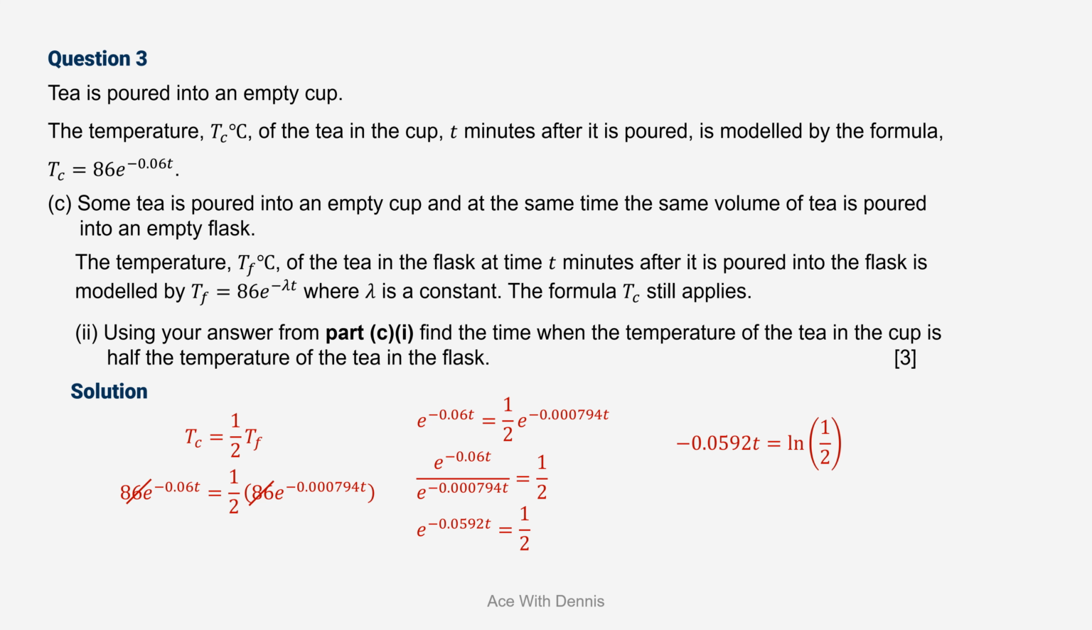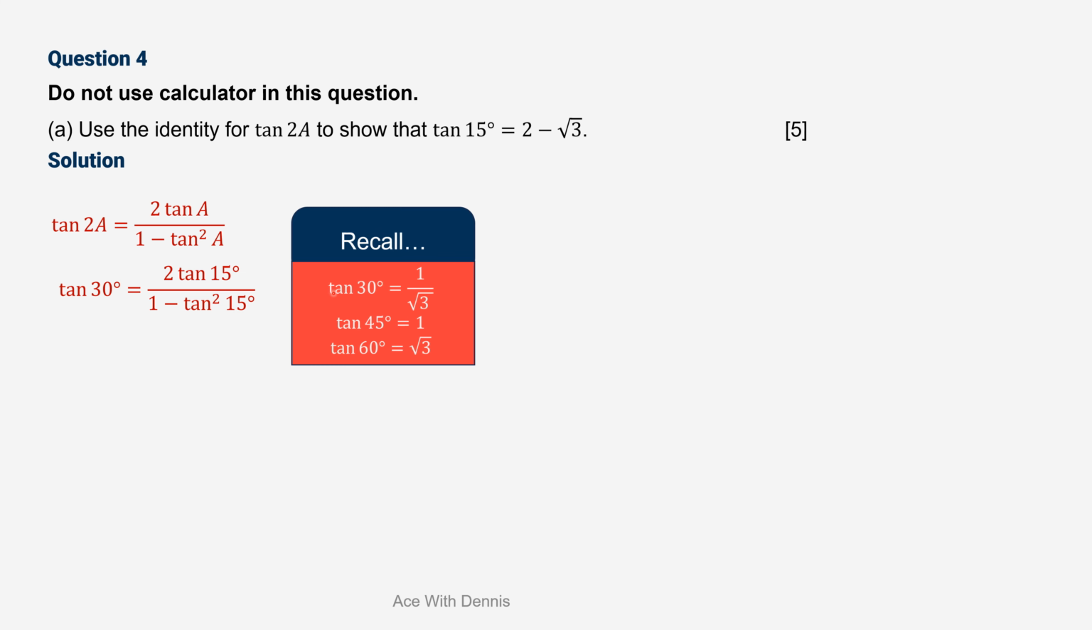Why do I want to do this? Because tangent 30 degrees, recall, is a special angle. Tangent 30 degrees is 1 over root 3, tangent 45 degrees is 1, and tangent 60 degrees is root 3. So we can substitute tangent 30 degrees, which becomes 1 over root 3. Then everything on the right hand side, we just copy down: 2 tangent 15 degrees over 1 minus tangent squared 15 degrees.